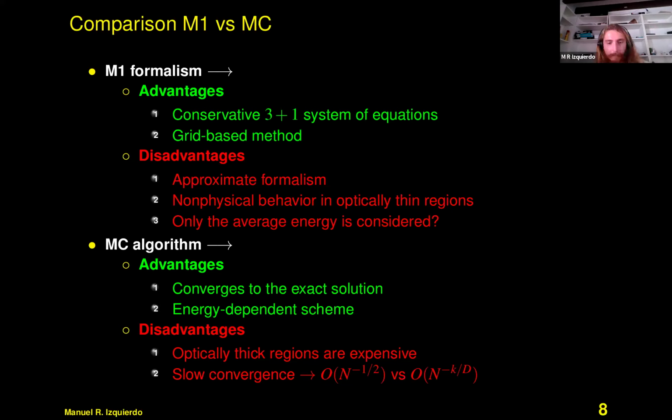For the MC algorithm, we know that it converges to the exact solution. So these are good news. Also, at the same time, we can get an energy-dependent scheme for free, in the sense that we can set these neutrino energies to each packet, and this comes with no extra cost, not like in the M1. But the disadvantage is that when these collision terms start to get very stiff in these optically thick regions, then a lot of processes take place, and they would be very expensive to run.